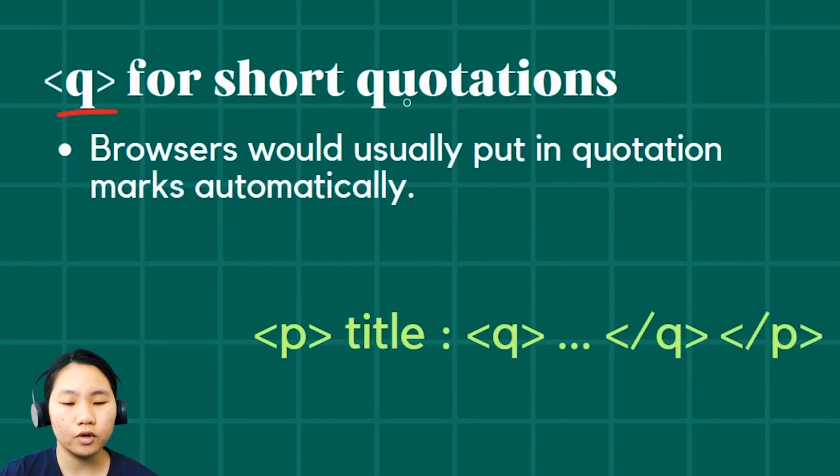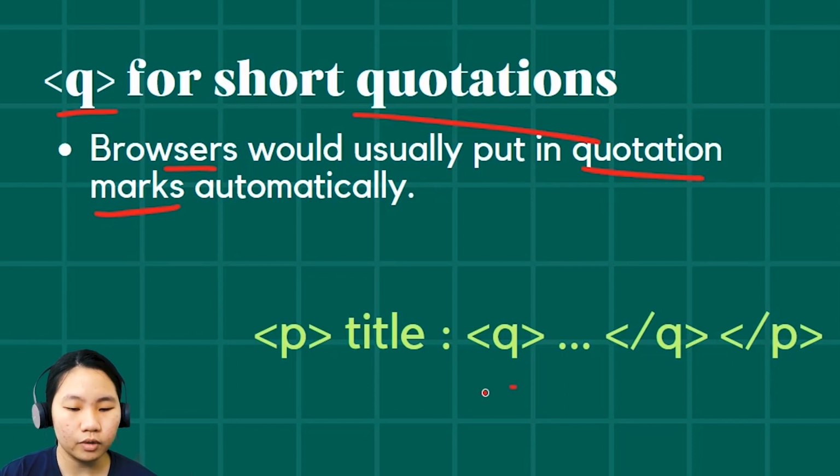Next, Q. Q is for quotations, but the short ones. So the browsers would usually put in quotation marks automatically. This is what it looks like. For Q, you can put it in the P tag, right? It can be a nested element. So you have the title and you have the Q.